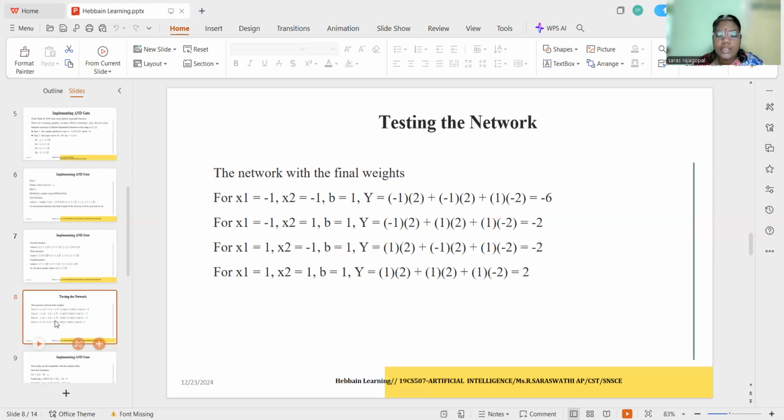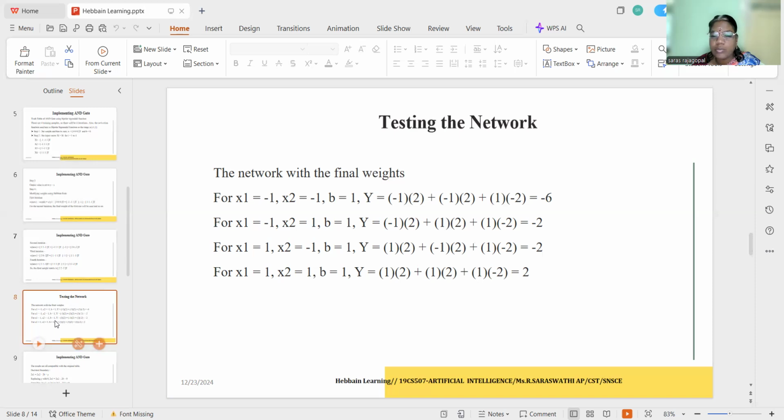The bias value is initially 0. After that, the final weight will be updated. The bias value will be 1 for all the inputs x1 and x2. Then the y value with the final weight: -1 into 2 plus -1 into 2 plus 1 into -2 gives -2. Y is equal to -1 into 2 plus 1 into 2, that is, the sum of x times w.